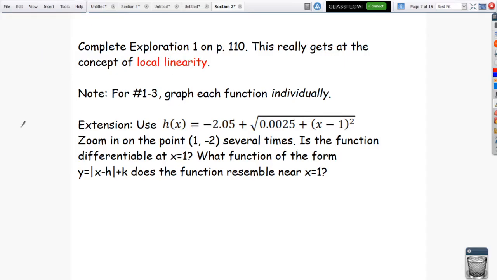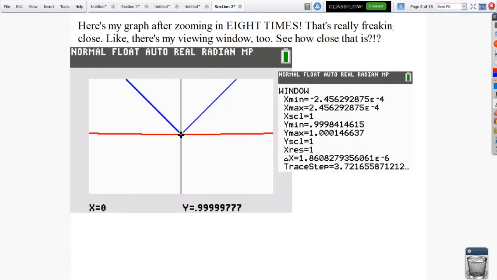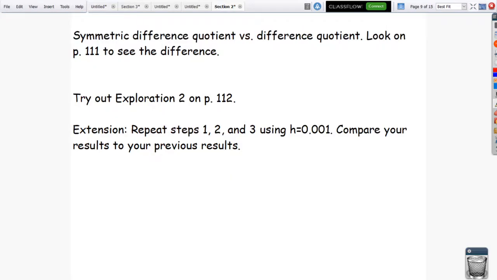I said move to the next page. Sorry, I wasn't on ActiveInspire to advance. So here you can see me zoomed in like 8 times. Of course, I showed you zoomed in like 10 times.